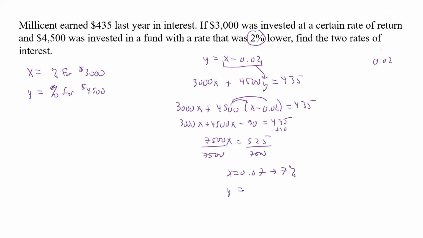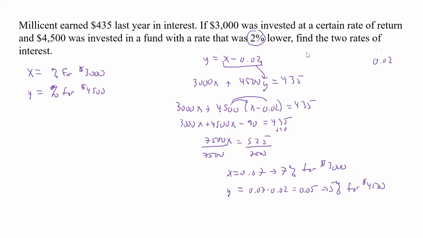Okay. And Y is equal to 0.07 minus 0.02, which is equal to 0.05, which is 5%. So 7% for 3,000, 5% for 4,500. Now, does that work? Is our Y equal to X minus 0.02? Well, 0.05 equals 0.07 minus 0.02. Yes, that one is true. It works for that equation.